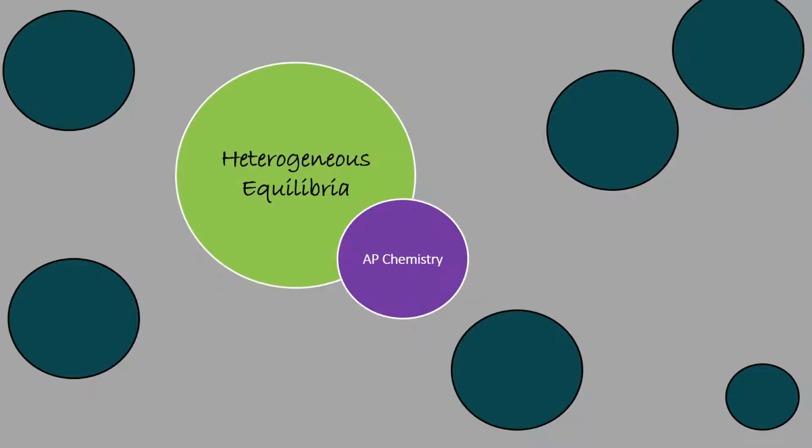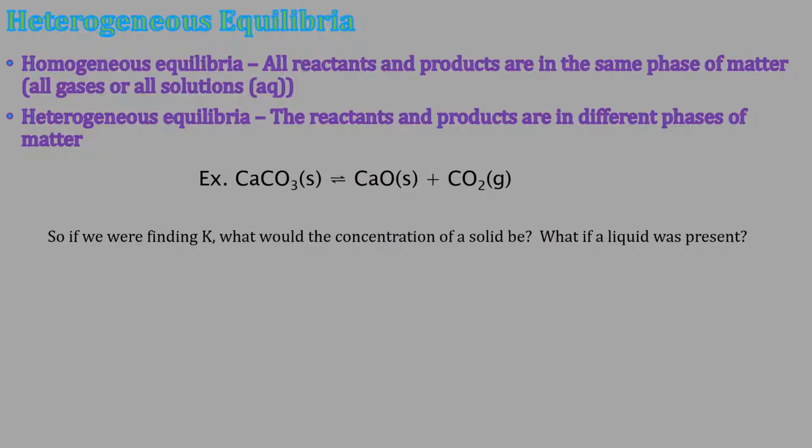All right, this is video 3 for the equilibrium chapter. So this is about heterogeneous equilibria. There's two different types that we look at: homogeneous equilibria and heterogeneous equilibria. Just like when we're talking about solutions or mixtures, if it's homogeneous, that means all the reactants and products are in the same phase. Phase just means solid, liquid, or gas. And heterogeneous means they're different.